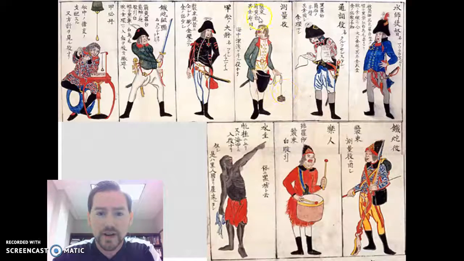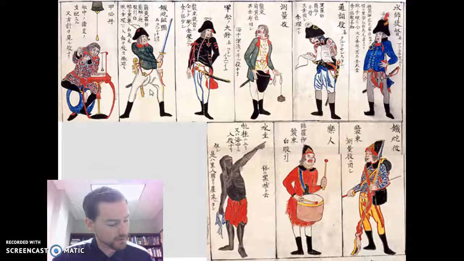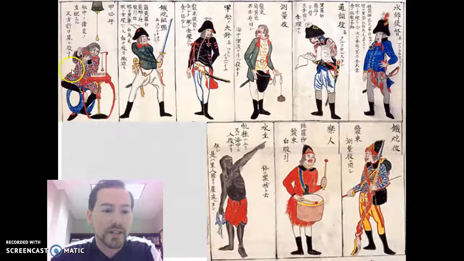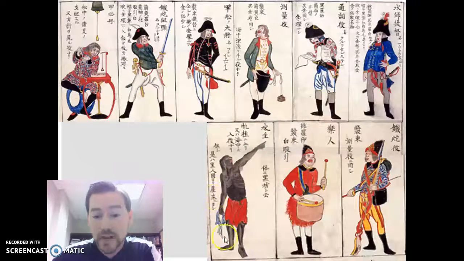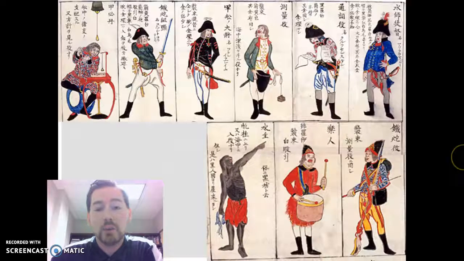This is a surveyor. This is a commander. This is an infantry squad leader. This is a captain who is doing administrative work at a desk. And down here, you've got an infantryman, you've got a musician, and you've got a black sailor. The point here is that the Japanese are very inquisitive, and they're paying attention to all these details about these Americans who've come to their soil.